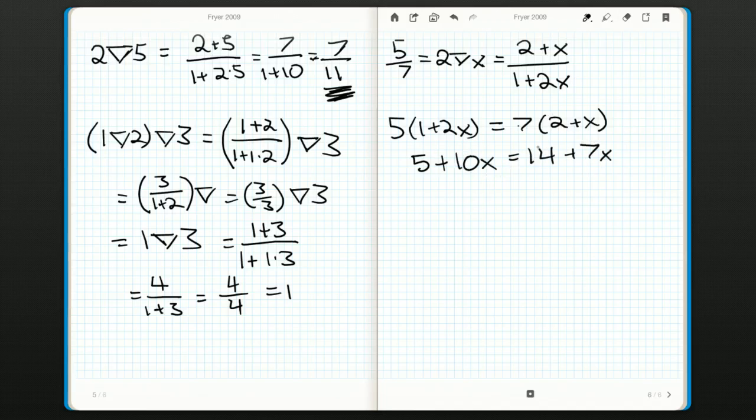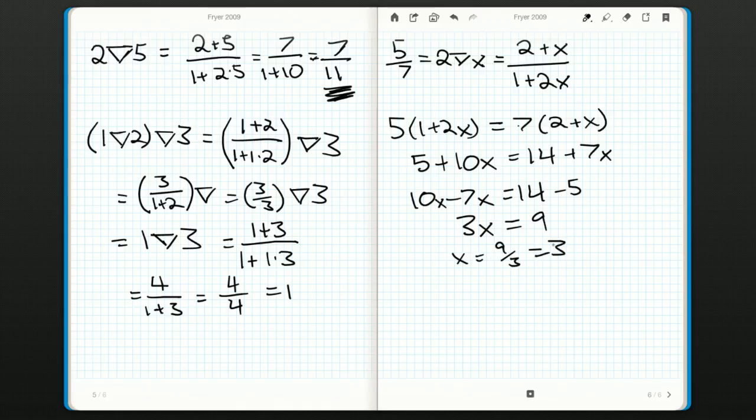So let's get all our numbers on the right-hand side, and all our x things on the other side. So 10x minus 7x is equal to 14 minus 5. So that's 3x is equal to 9. x is going to be 9 divided by 3, which is 3. Right? If we have 3x is equal to 9, and we just want x, we have to divide by 3 on both sides to cancel out the 3 that's with the x.